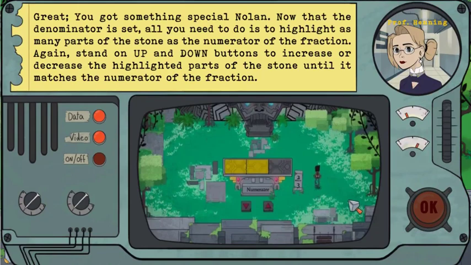Great, you got something special, Nolan. Now that the denominator is set, all you need to do is to highlight as many parts of the stone as the numerator of the fraction. Again, stand on up and down buttons to increase or decrease the highlighted parts of the stone until it matches the numerator of the fraction.